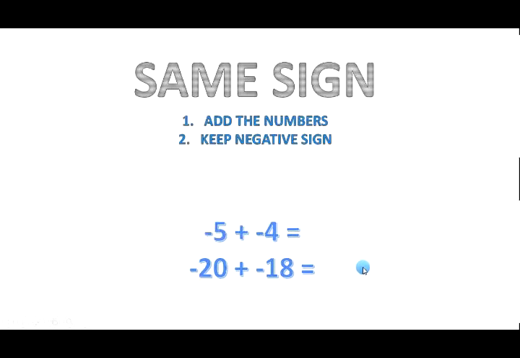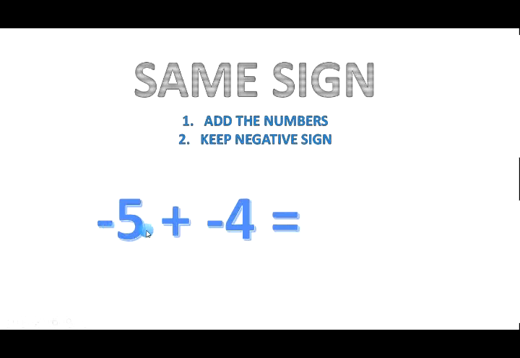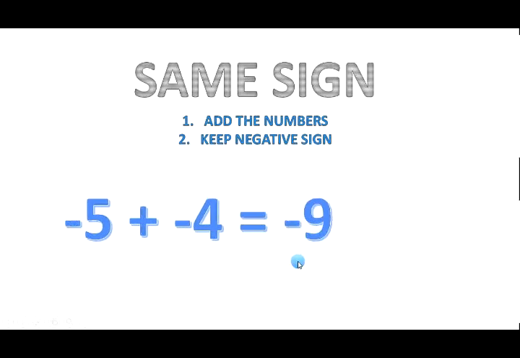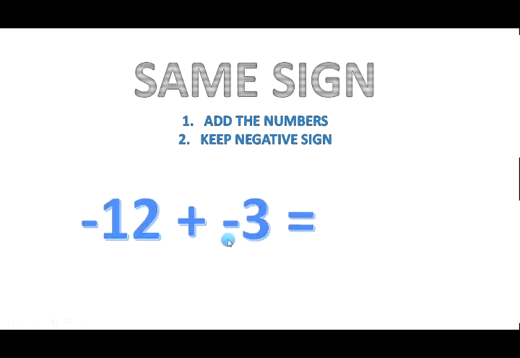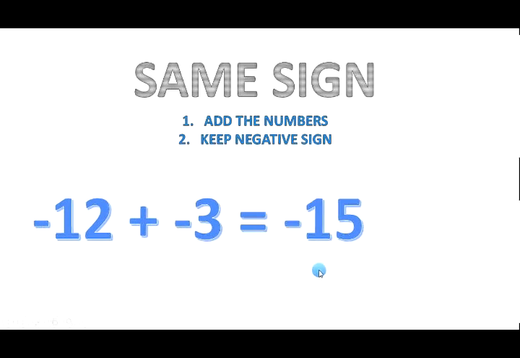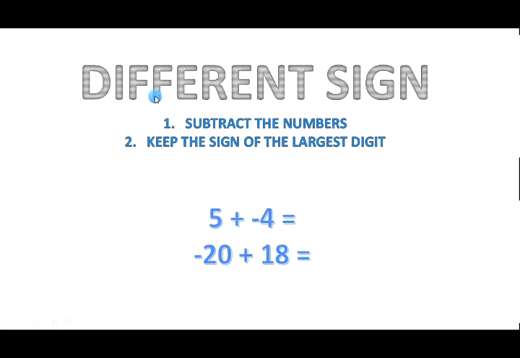Let's look at same sign first. The rules are this. You take the numbers and add the numbers. That's step 1. After that, you write down a negative sign. So let's try it. -5 plus -4. Well, 5 plus 4 is 9. Take the negative and put it with your answer, and you get -9. Let's try this. -12 plus -3. What is 12 plus 3? 12 plus 3 is 15. Take the negative and keep the negative in the answer. -15. And that's it.